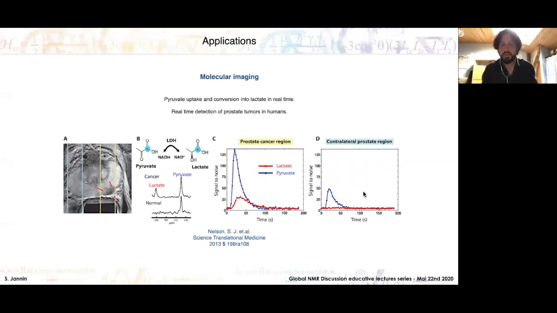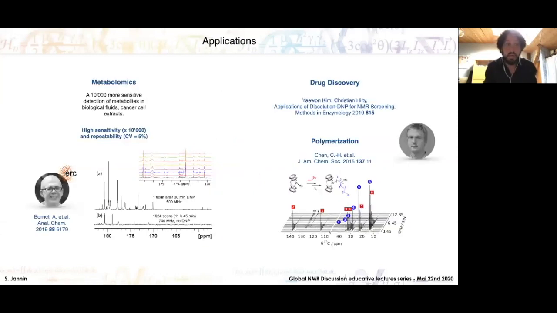Whereas in another region, which is not presenting any tumor, there is a lower uptake of pyruvate and no visible conversion into lactate. So that's one of the main applications now, to be able to detect pathologies in vivo, such as prostate tumors in humans. But there are also other applications that are being developed in the context of NMR spectroscopy. I'm just going to cite a few. I'm sorry for those who I don't cite.